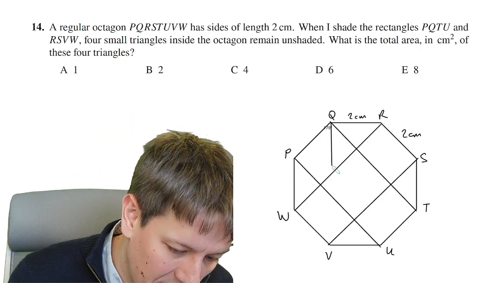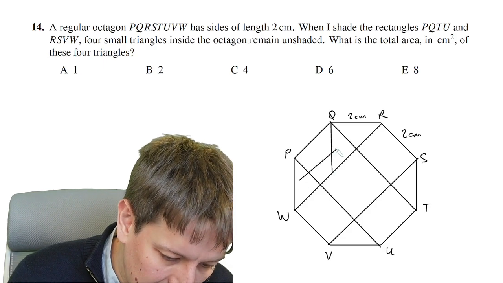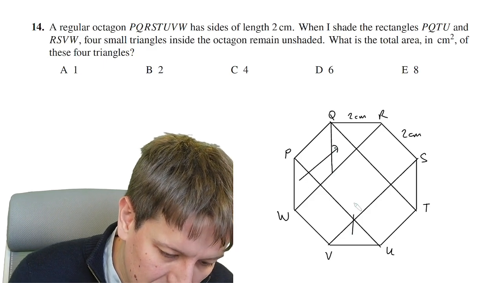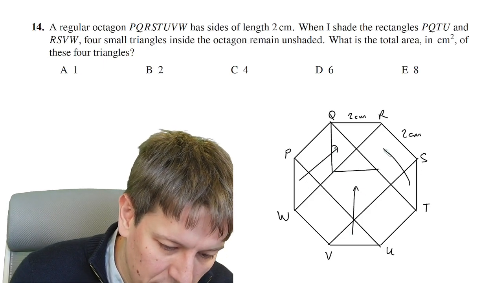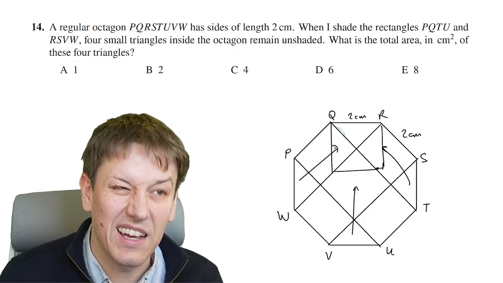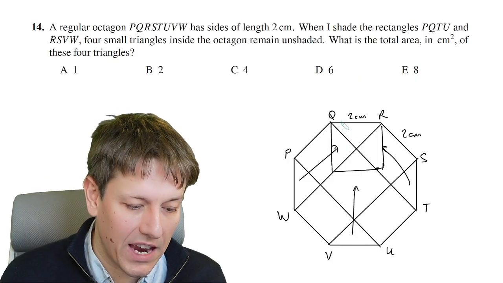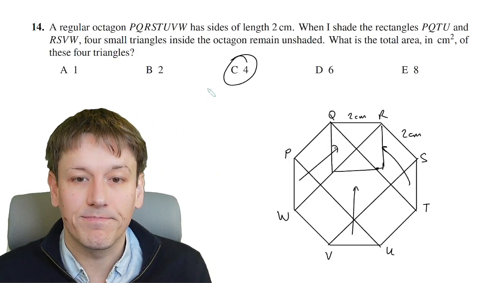So actually, if I move this one into here, and then I could do the same up here, and then I can move this one into here, I'm going to end up exactly with a square, and that square has side length 2 centimeters because it's the side length of the octagon, so the area is 2 times 2, which is 4.